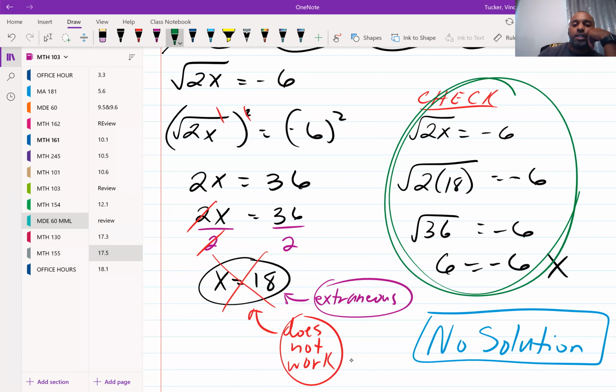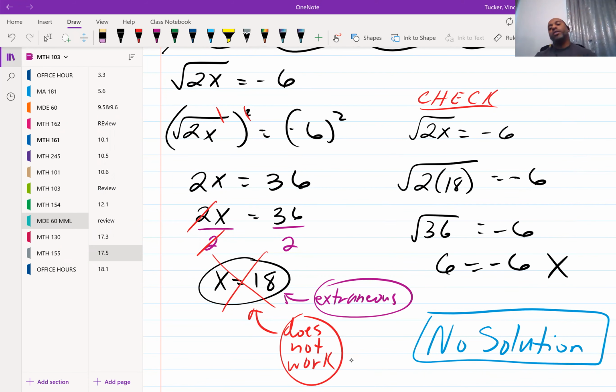Now you notice over here I did the check. You plug in 18. 2 times 18 is 36. Square root of 36 is 6. Notice 6 is not equal to negative 6. So x equal to 18 does not work for us. And that was our only solution. So since that does not work, that means there is no solution. So no solution is actually our answer. When you come down with a solution and you do everything correctly and it still does not work, that value is considered extraneous. That's what I wrote in the purple. x equal to 18 is an extraneous value.